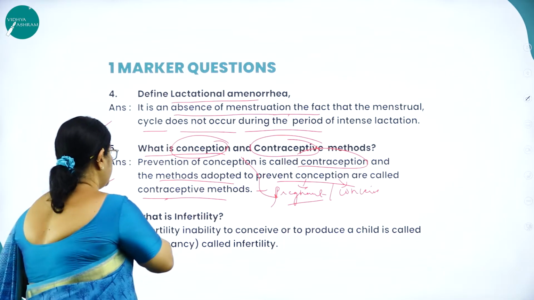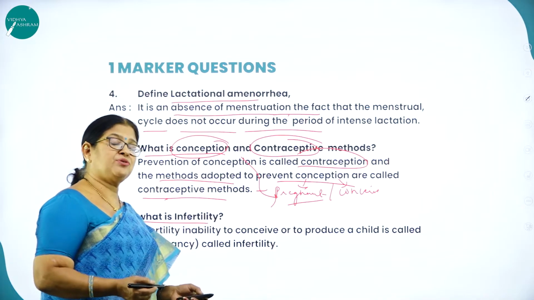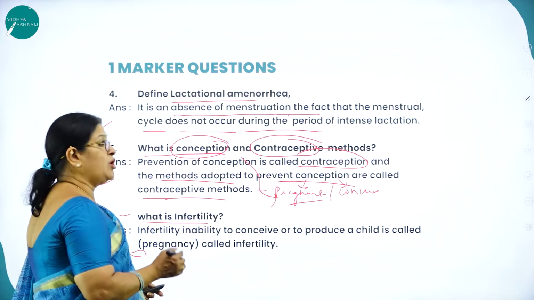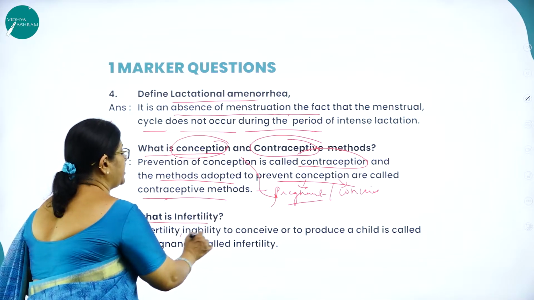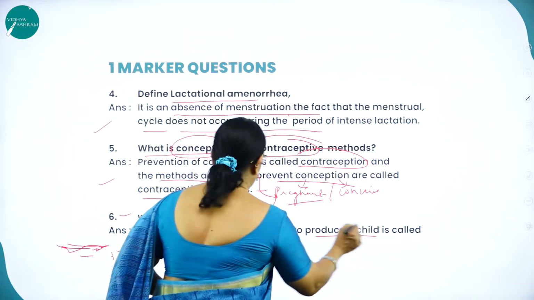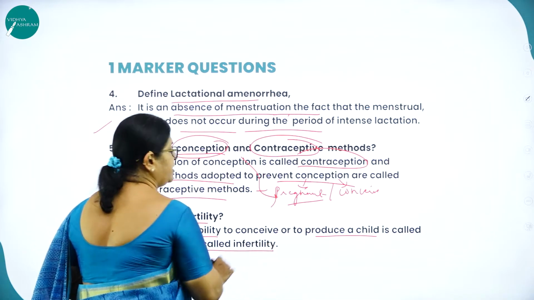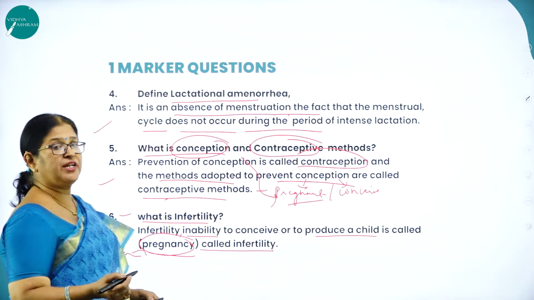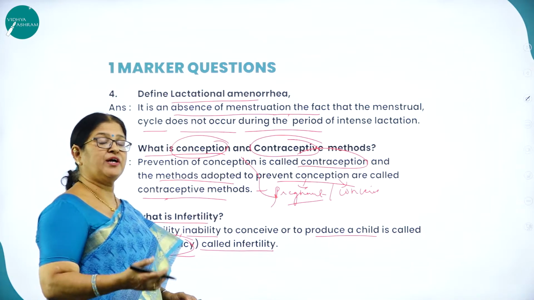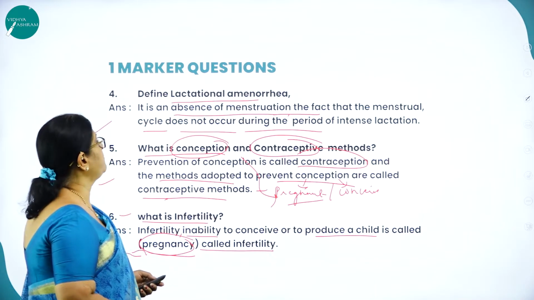So to avoid that, we need to implement some contraceptive methods or birth control methods, may it be temporary or permanent. Next, what is infertility? As I said, infertility may be in males or in females. Infertility is the inability to conceive or to produce a child, that is, to become pregnant. It is the incapability of a couple to bear a child. It might be a male or a female.